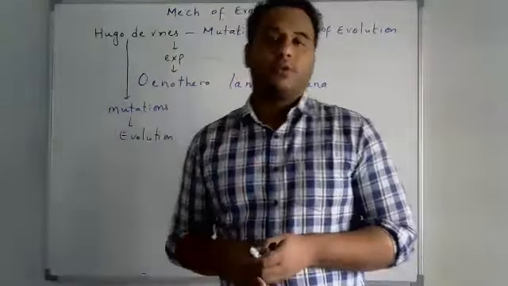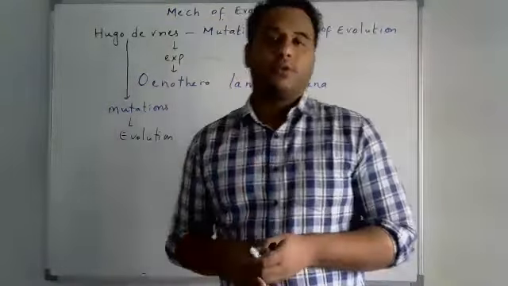Next factor, genetic recombination. What is the meaning of recombination? The production of non-parental combinations. Suppose AB is one parent and CD is another parent. AC and BD offsprings are produced. These are offsprings, these are parents. This is nothing but recombination. Production of non-parental combinations is called recombination.